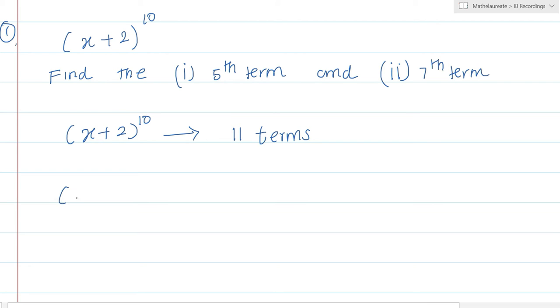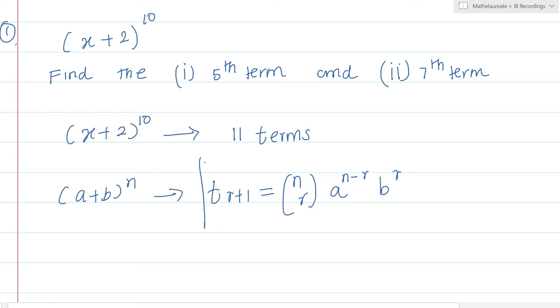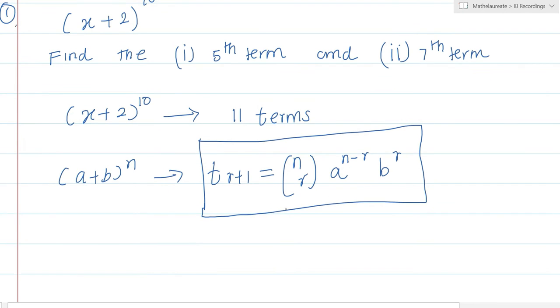You have to use the formula. The general term formula, in the expansion of (a + b) to the power of n, is T(r+1) = nCr a^(n−r) b^r. Any term in a binomial expansion will follow this pattern. In our question, we have (x + 2) to the power of 10, so a is x, b is 2, and n is 10.